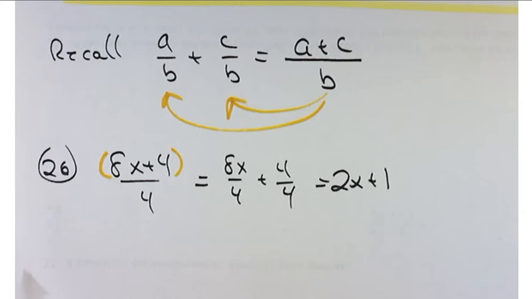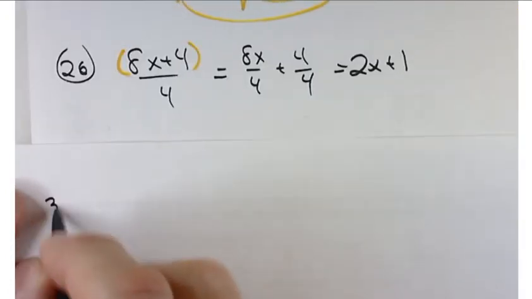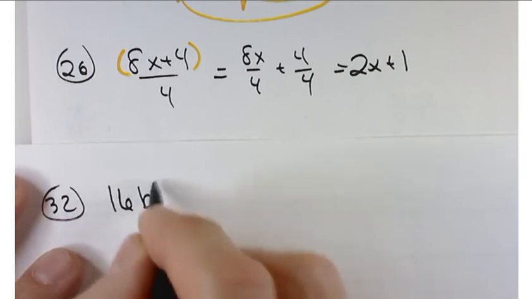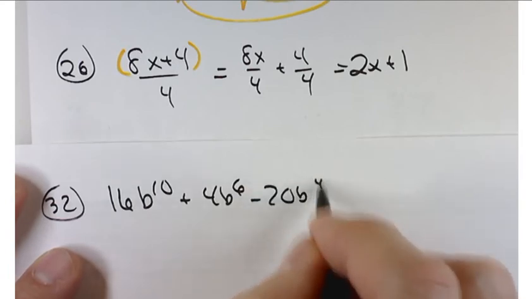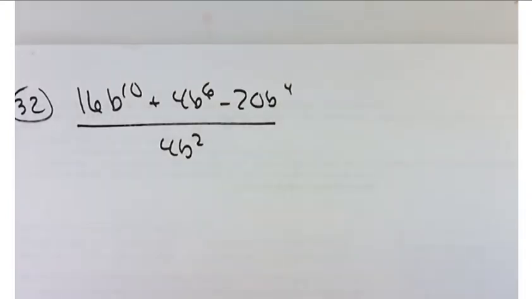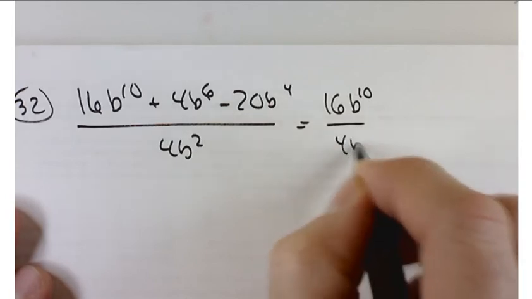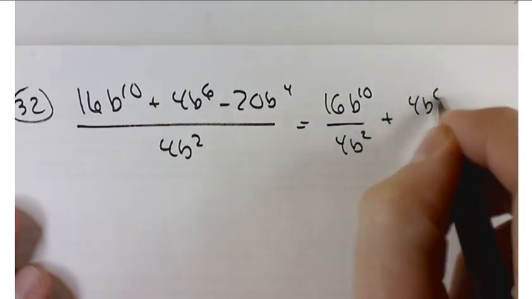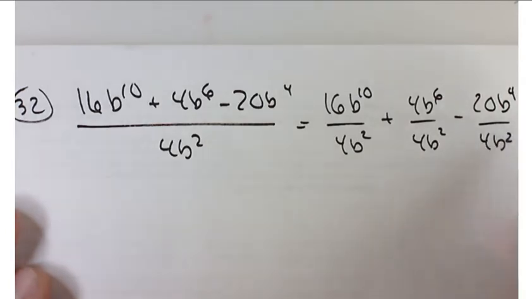Let's try some more here. Problem number 32. A little bit more challenging. (16b to the 10th plus 4b to the 6th minus 20b to the 4th, all divided by 4b squared. Now what I would want to see in a problem like this, and you'd probably get a point of partial credit just by doing this little much, is divide each of these terms in the numerator by that term in the denominator. So 16b to the 10th divided by 4b squared plus 4b to the 6th divided by 4b squared minus 20b to the 4th divided by 4b squared.